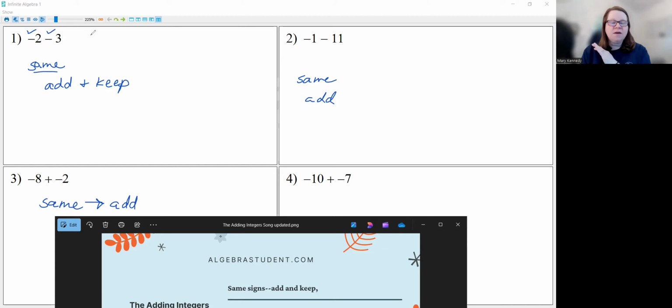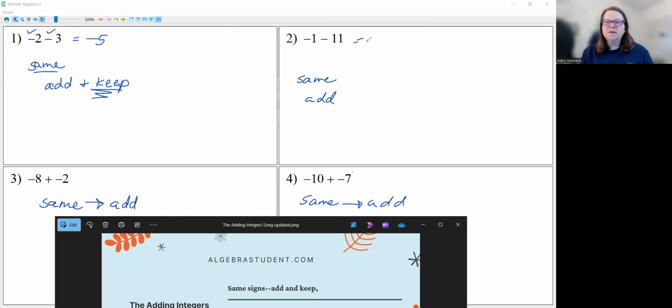For as far as adding and subtracting goes, I think that gets really confusing, but just know they're the same signs. That 1 is a negative, this 11 is a negative, this -10 down here is a negative, and the 7 is a negative. So all four of these are the same signs, and so we're going to add every one of these. Don't think about the negatives, just add the numbers. 2 plus 3 is 5, and we're going to keep it negative. They started out negative, the answer is negative.